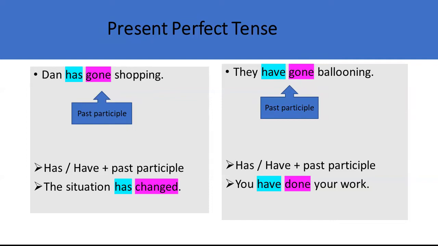The auxiliary verbs are highlighted with the blue color, and the past participles are highlighted with purple. This sentence, they have gone ballooning, also shows a completed action. They have gone. This is a completed action. You have done your work. You have also completed your task. You have also finished your work. The sentences that express completed task belong to present perfect tense.